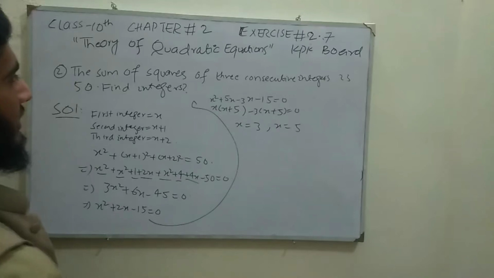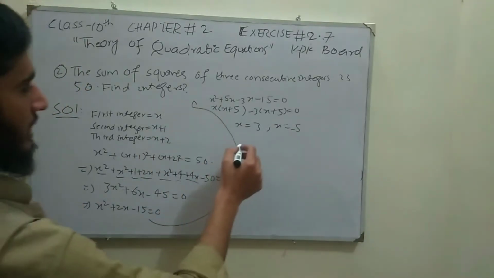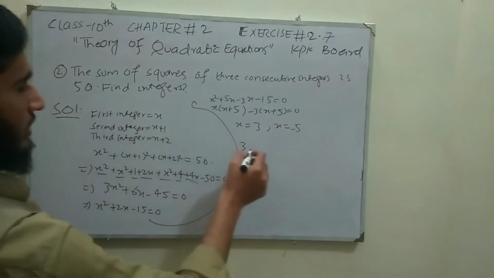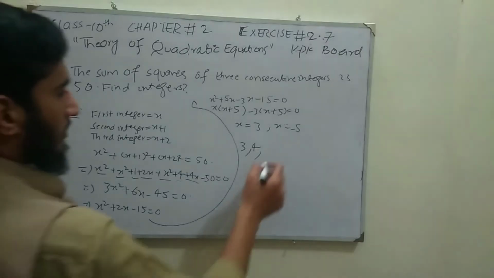We are not interested in the negative value. So put x is equal to 3 here, so it becomes 3. Put 3 here, so 3 plus 1 gives us 4. Put 3 here, so 3 plus 2 gives us 5.